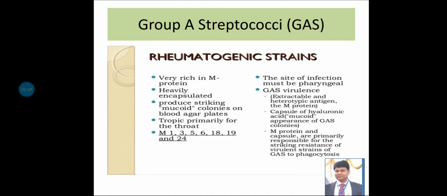The site of infection is basically the pharynx, and the virulence is shown by the M protein which is present in the cell wall, and the capsule which contains hyaluronic acid. And both of these, the M protein and the hyaluronic acid present in the capsule, basically resist phagocytosis.